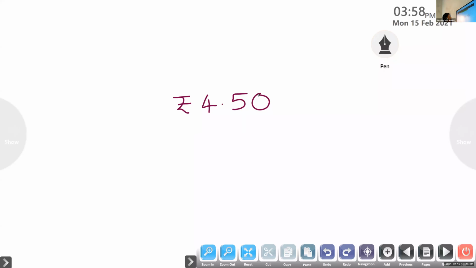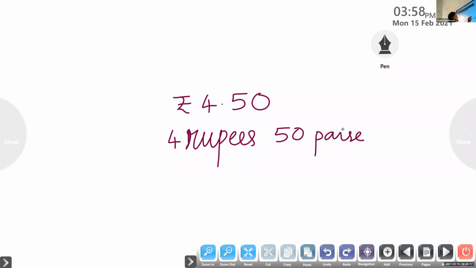How will we read this? We can read this as 4 rupees 50 paisa. Here you can see the money is written in rupees and paisa. You can also see the rupees and paisa are separated by a small thing that we call a dot. Rupees and paisa are separated by a dot. Before the dot, we can see the rupees. After the dot, we can see the paisa.